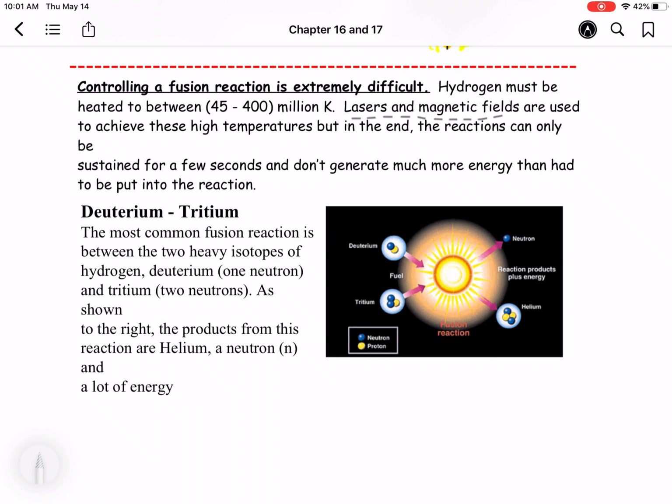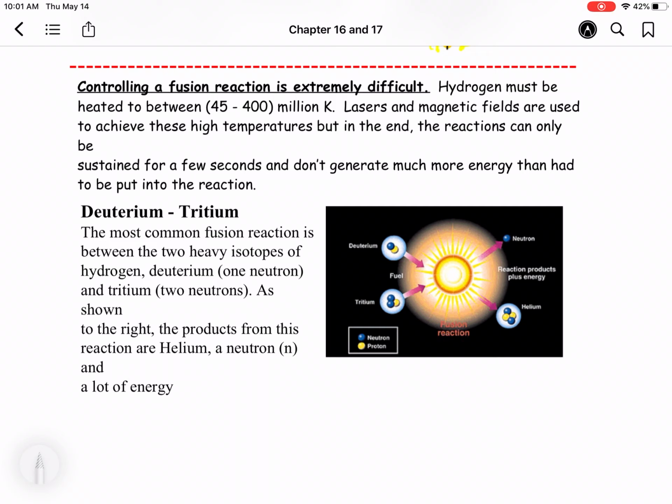Then you have to have lasers and magnetic fields that are used to contain these high temperatures, but they can only be sustained for a few seconds. They don't generate much more energy than they had put in. And so what you have to do is you actually have to put a lot of energy into these things, okay? And you get very little out. Whereas with a nuclear fission reactor, you just shoot a neutron in and it starts giving you energy rapidly, right? And so there's kind of a difference here, okay?